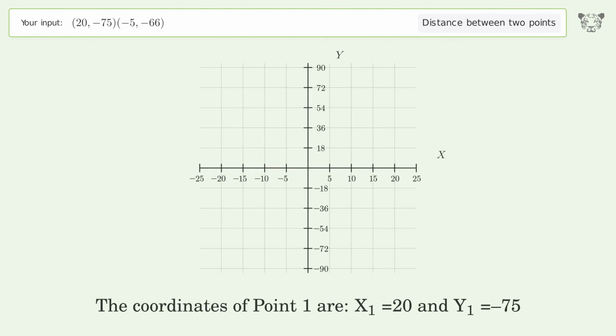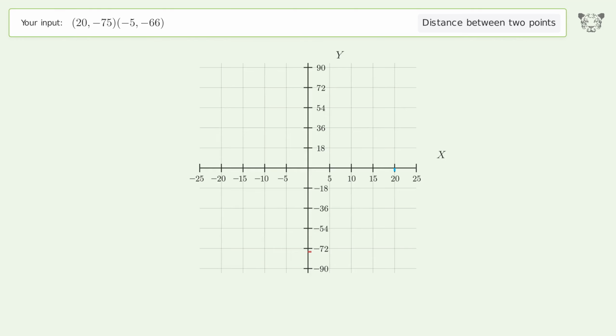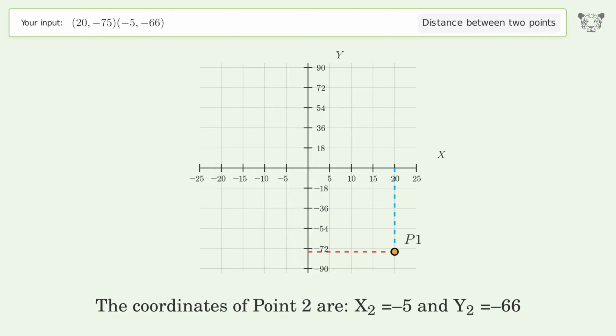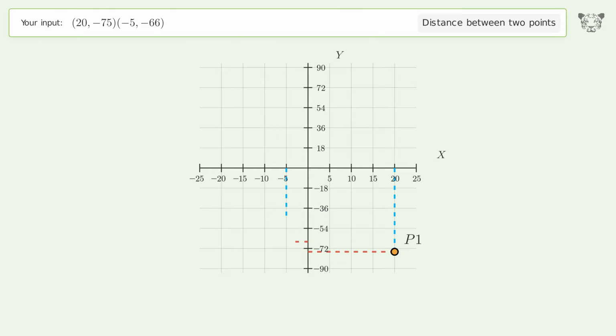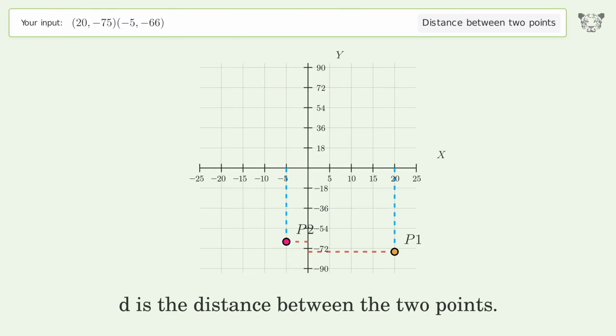The coordinates of point 1 are x1 equals 20 and y1 equals negative 75. The coordinates of point 2 are x2 equals negative 5 and y2 equals negative 66. D is the distance between the 2 points.